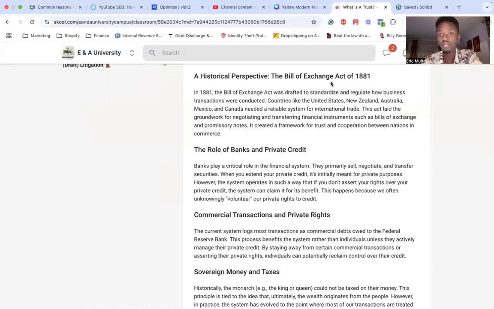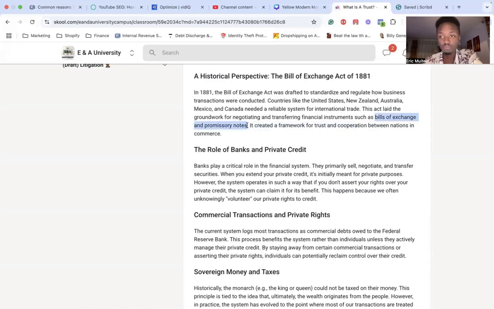So, the historical perspective, right? This goes back to the Bill of Exchange Act in 1881, guys. The Bill of Exchange Act was drafted to standardize and regulate how business transactions were conducted. So countries like the US, New Zealand, Australia, Mexico, and Canada needed a reliable system for international trade. This act laid the groundwork for negotiating or transferring financial instruments such as bills of exchange and promissory notes, right? It's exactly what we're talking about.